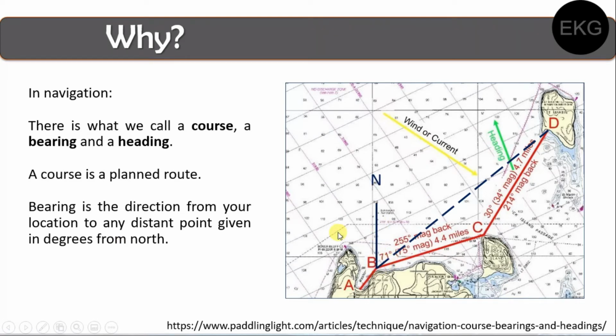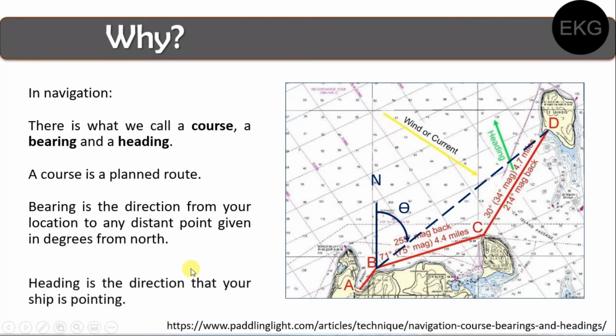That is north. Okay? And then we create an angle from north to this line. And this is now our bearing: the direction from your location to any distant point given in degrees from north. Okay? So lastly is the heading.